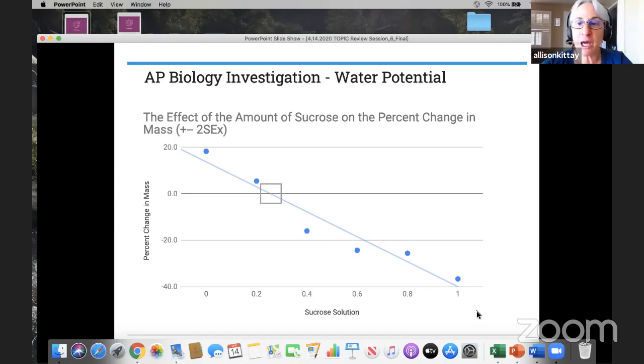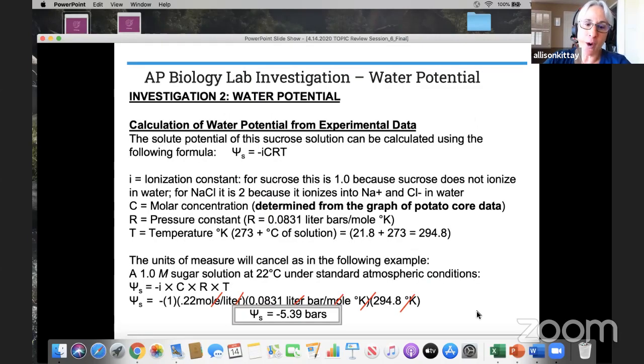Okay, because the isotonic point represents the point at which the sucrose concentration inside the potato core equals the sucrose concentration in the liquid. Pretty ingenious, right? So when we find that isotonic point, we just drop down to the x-axis and we can figure out approximately what that molar concentration of sucrose in that potato core is. And in this case, it's about 0.22 moles per liter. Okay. So now we have to calculate it.